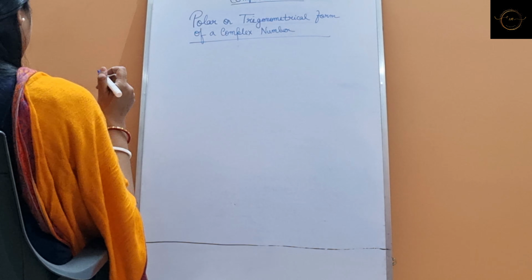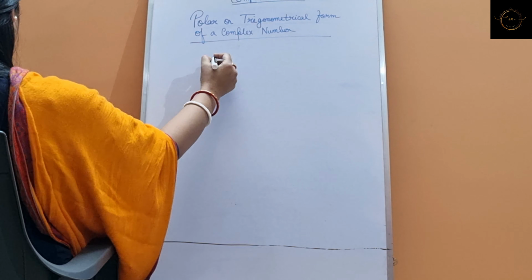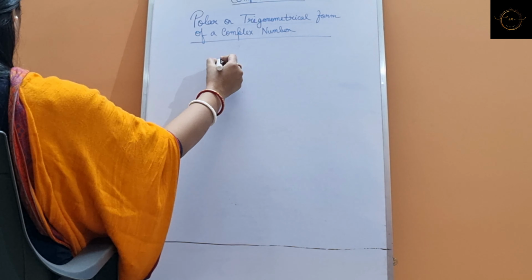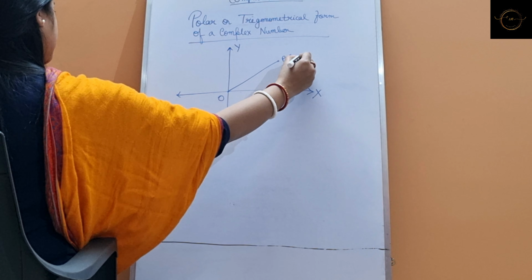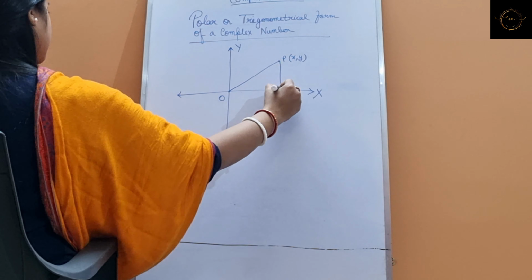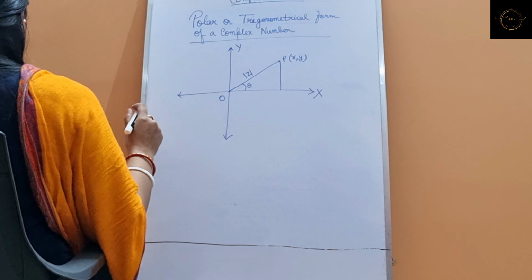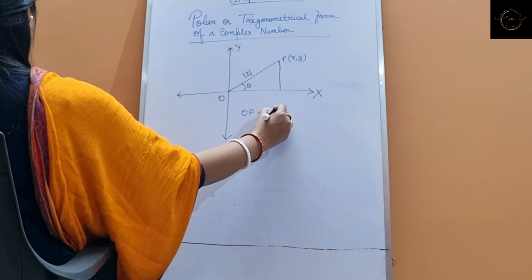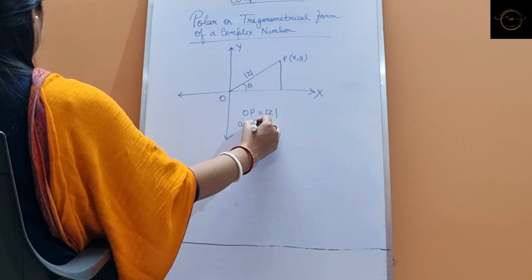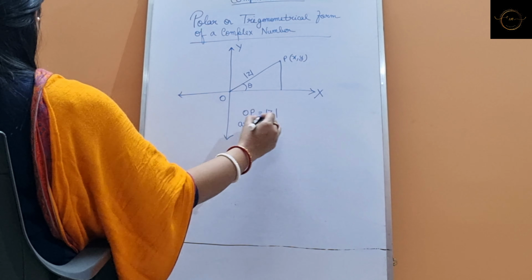Now we have seen the geometrical form of the complex number z, in which it is represented by x comma y on the Argand plane. Let's draw it first, x and y. If this is the point P, with origin O, and P is x comma y, this is mod z and this is theta. So on the Argand plane, we get that OP is equal to mod z, and also that argument z is equal to theta.